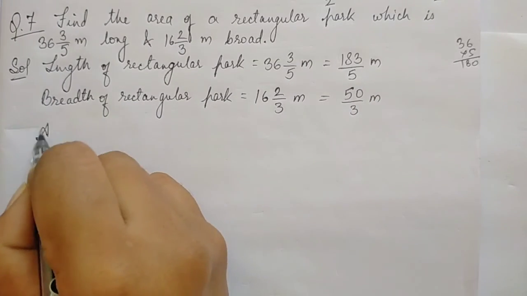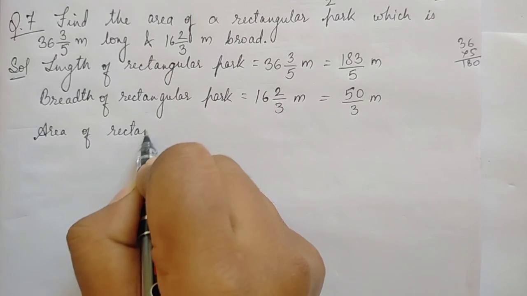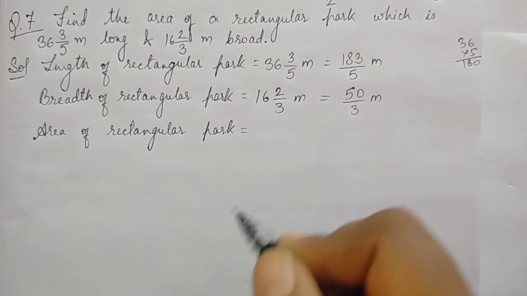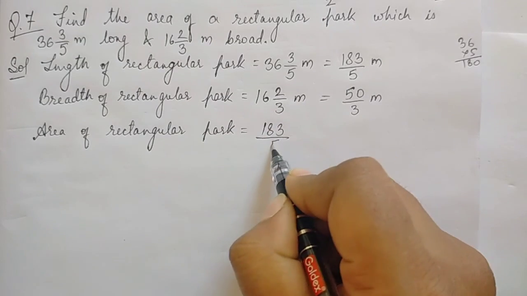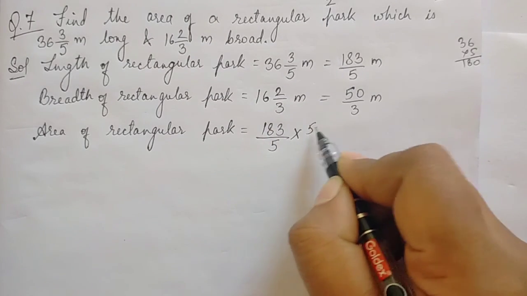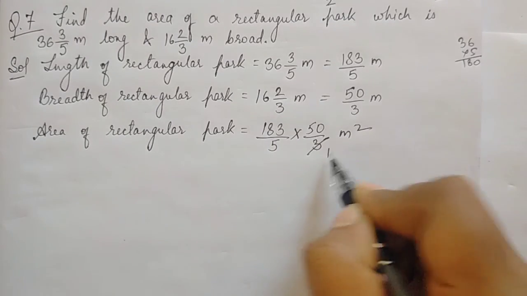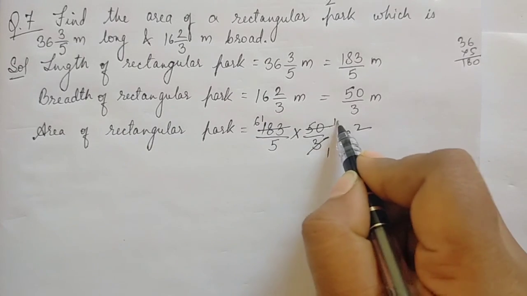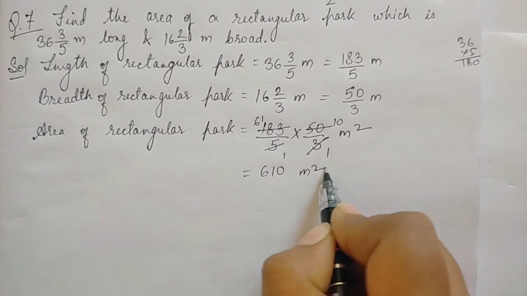Now we have to find out the area. Area of the rectangular park is equal to 183/5 into 50/3 meter square. So this is 3 ones are 3, 3 6s are 18, 3 ones are 3, 5 tens are 50. So it is coming 610 meter square.